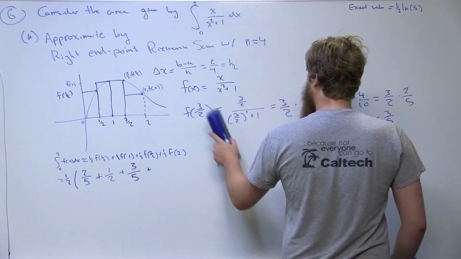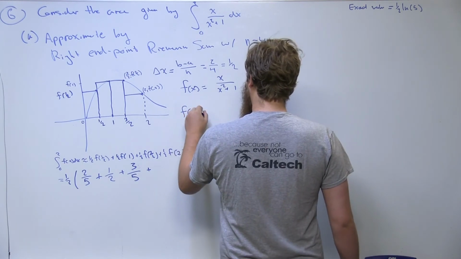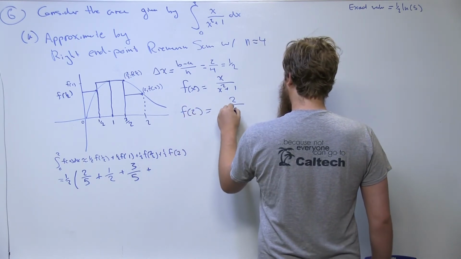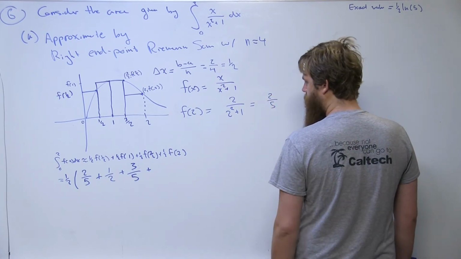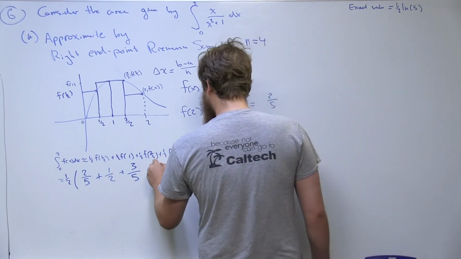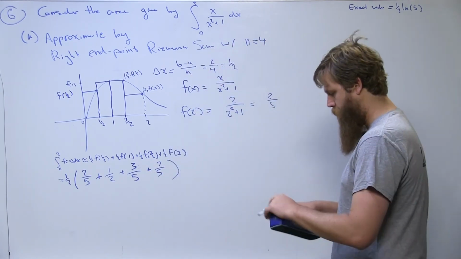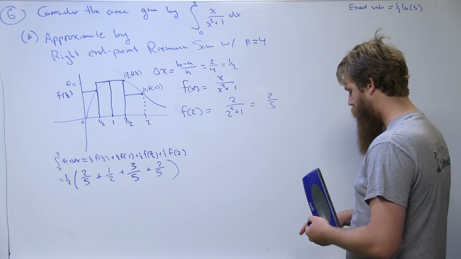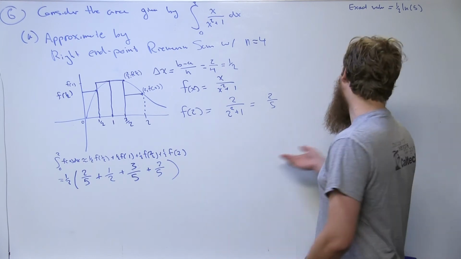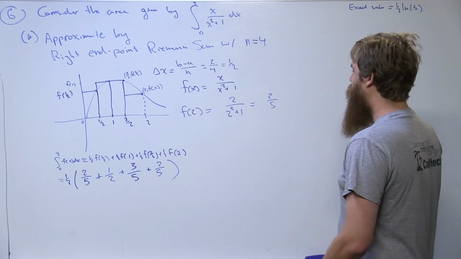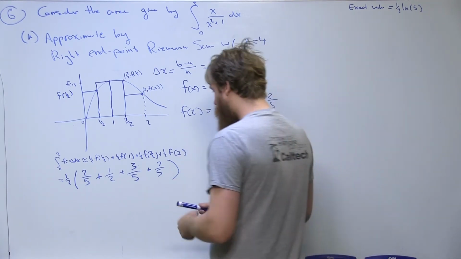Okay, and finally we need to compute f of 2. That's 2 over 2 squared plus 1. That's 2/5, right? Close our parentheses, and there it is. There's your Riemann sum. We factored delta x out of each term just to make it look prettier, but that's it. So now if you want to know what this approximation is, or how good this approximation is, we can compute it explicitly and compare it to 1/2 times the natural log of 5.